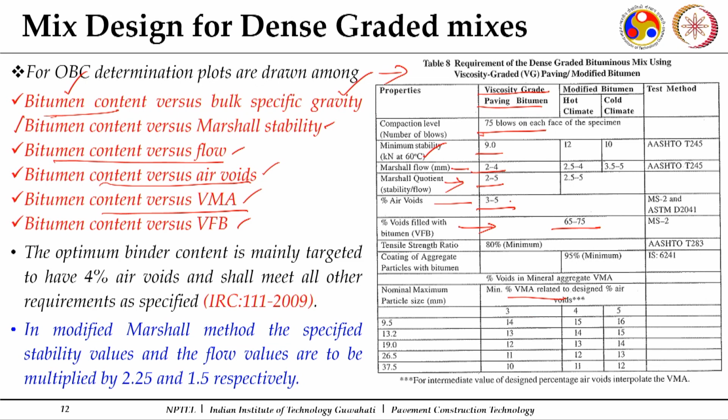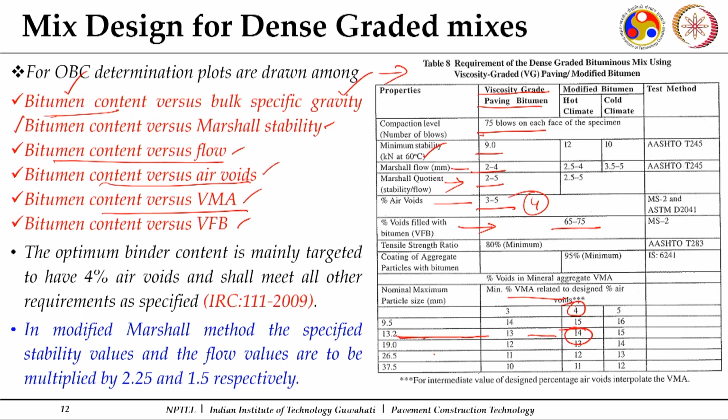Since the air void range here is 3 to 5, my target is 4%. So I will look for this 4%, and my mix may be for an NMAS of 13.2. In that case my minimum VMA requirement will be 14. So I will do this design considering that.